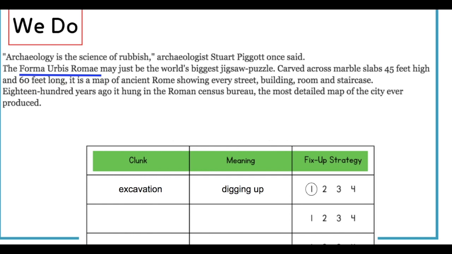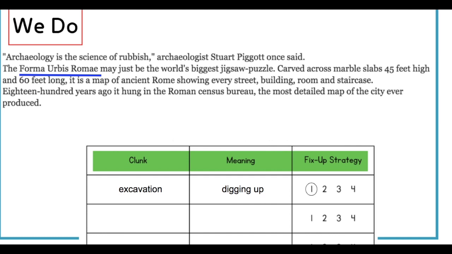And let's do the FixUp strategies. Let's try FixUp strategy 1. The former Urbis Rome may just be the world's biggest jigsaw puzzle. From rereading the sentence, I'm hearing that it's a jigsaw puzzle, but that does not fit into what we learned so far, because we're talking about archaeology. Are we talking about games? I'm not sure if that's the answer.